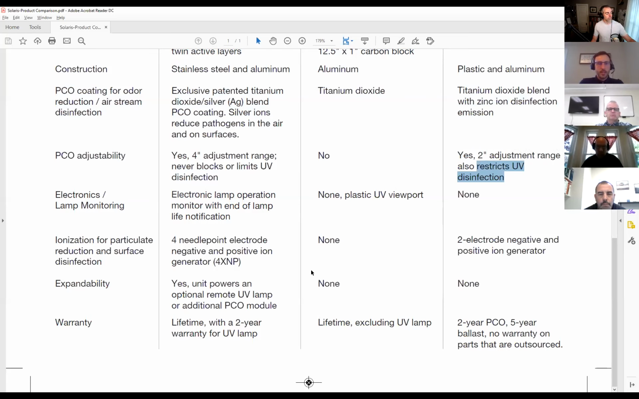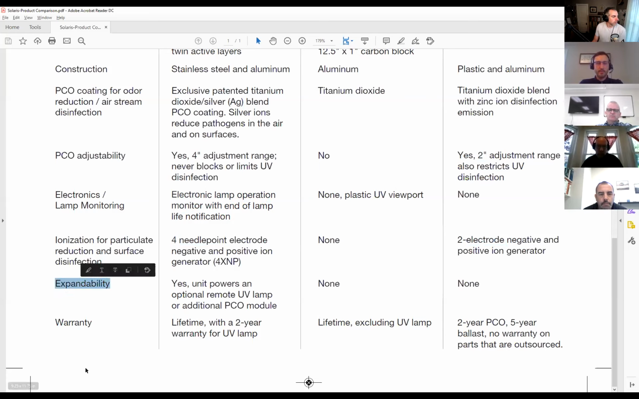As far as electronics and lamp monitoring, we do have a lamp operation system that will let you know when the UV system is no longer efficient. They do not have one on theirs. There is ionization for particulate reduction and surface disinfection. We have a 4 needle point electrode negative and positive ion generator. They have a 2 electrode negative and positive ion generator.